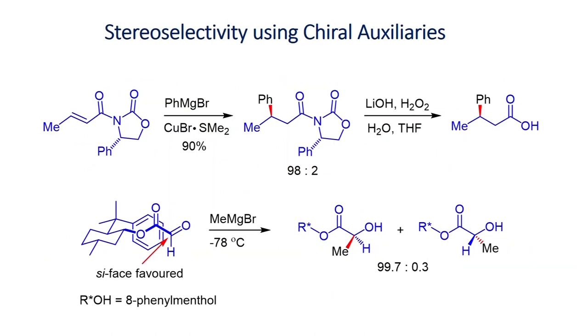Here the first example involves conjugate addition that we will study later. And the next example involves addition to an aldehyde. You have the chiral center here, and the back side is blocked by the phenyl group. Therefore, the nucleophile approaches from the top side and you can generate this as the major compound.